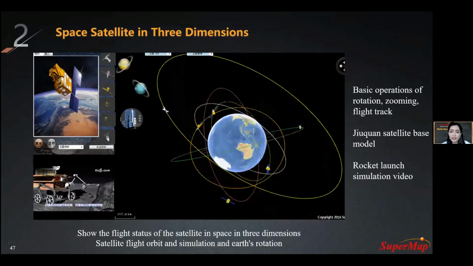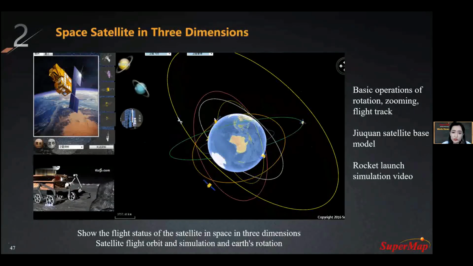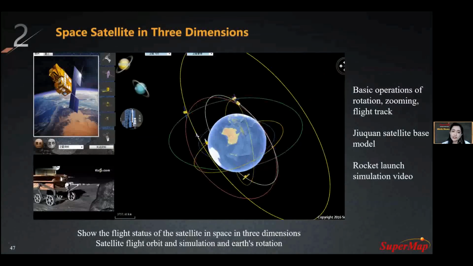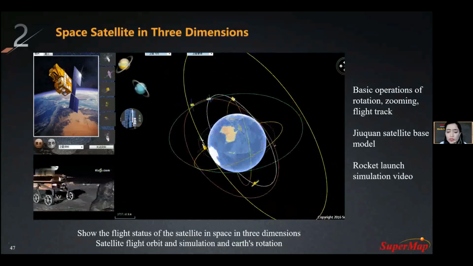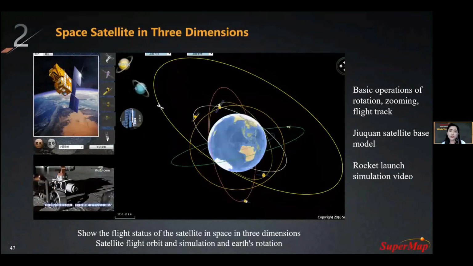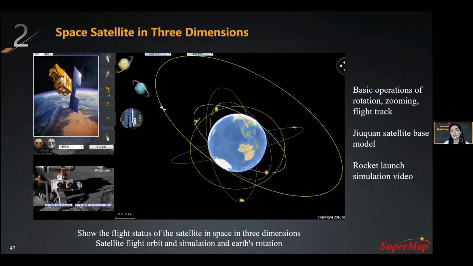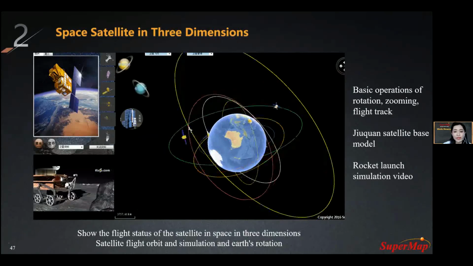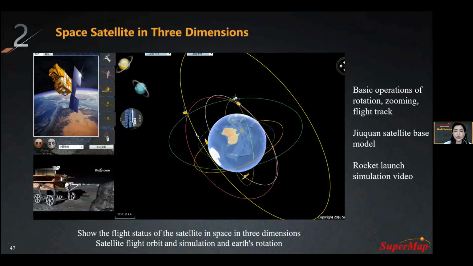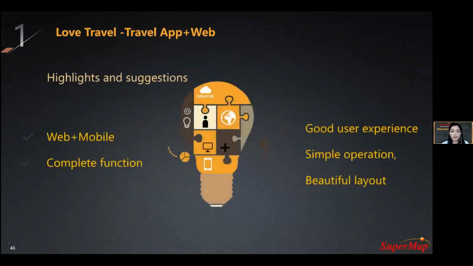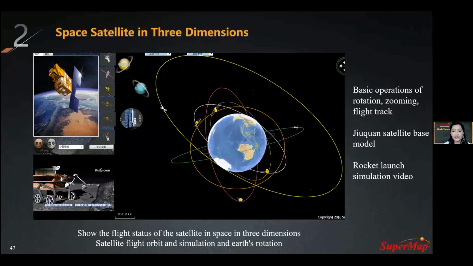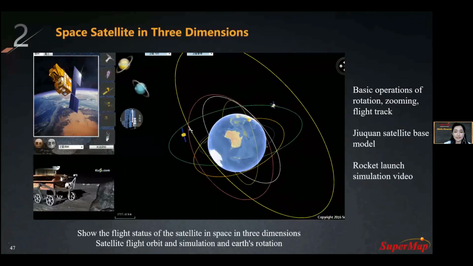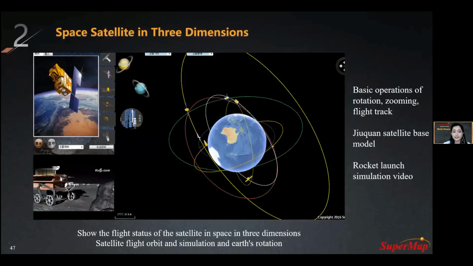And it also has the GeoTrans satellite base model. And this work can freely control the stop and the start of the Earth's rotation. And it also has the model information query and the rocket launch. And it also has the rocket launch simulation video, and it has the Jiuquan satellite base model in there.